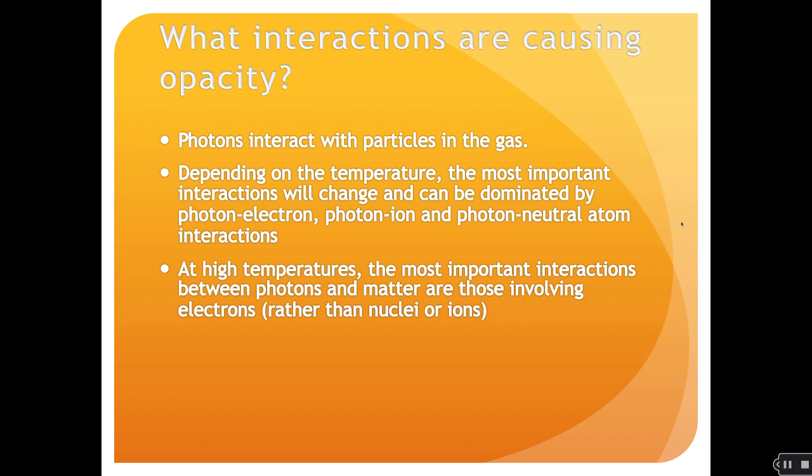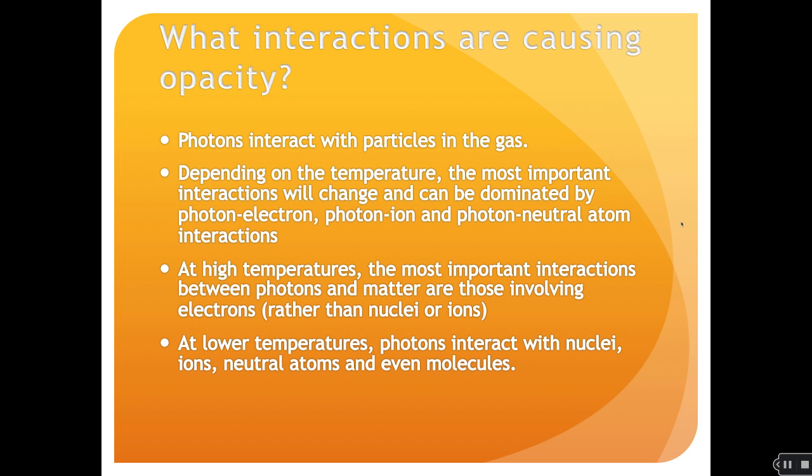At high temperatures, you're going to tend to have lots and lots of electrons, because that's when you're able to knock lots off of the different atoms that you've got. And that's what tends to matter. At lower temperatures, then you're going to have the ions and the neutral atoms and, in some cases, molecules close to the surface. Then those are the things that are going to have those interactions and contribute to the opacity.